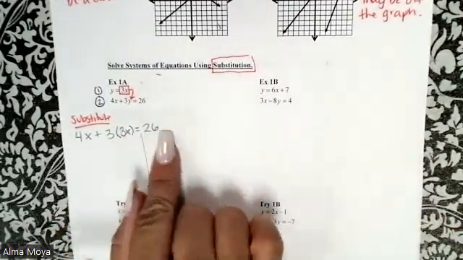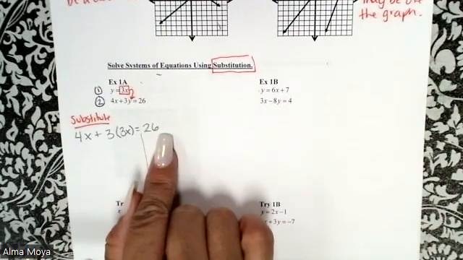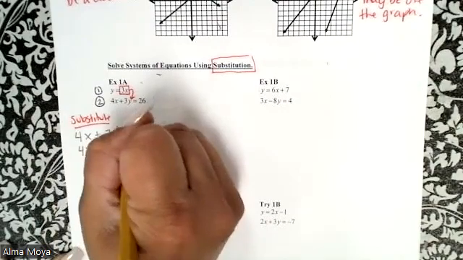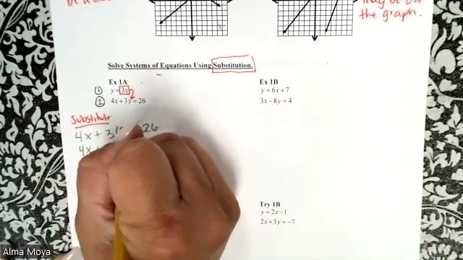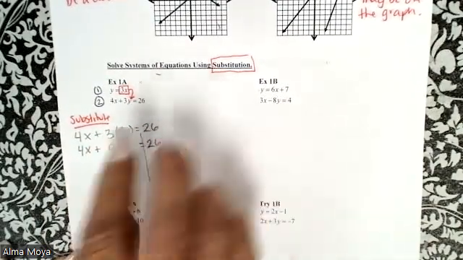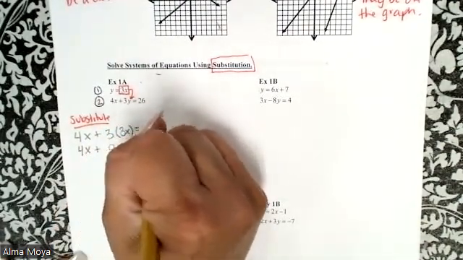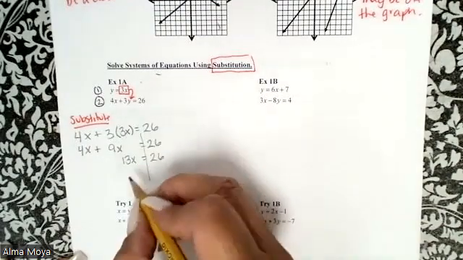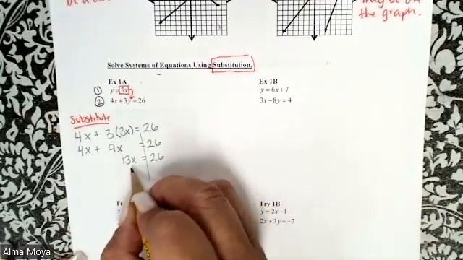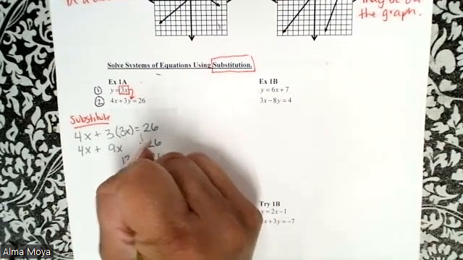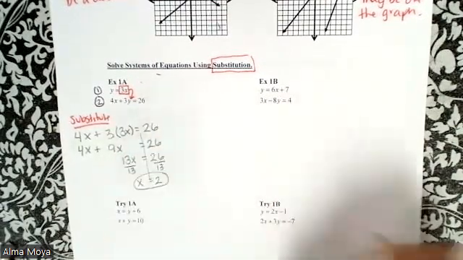And now if you notice, I only have the variable x. I don't have two variables. So here I'm left with 4x plus 3 times 3x is 9x. These are like terms and they're on the same side, so I can go ahead and add them up. That's 13x equals 26. Since I'm solving for x, I'm going to divide both sides by 13. So x equals the number 2.